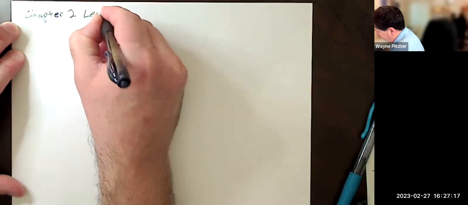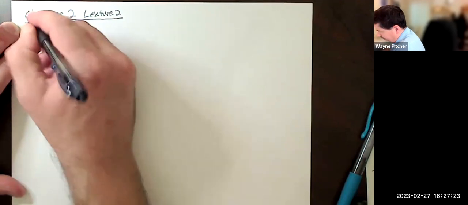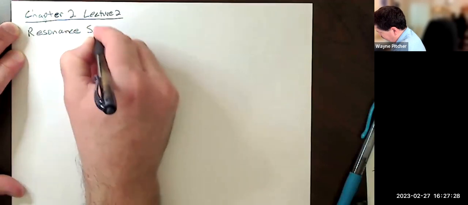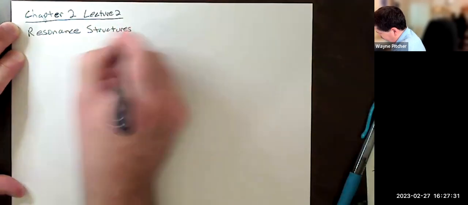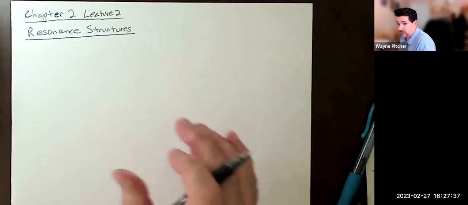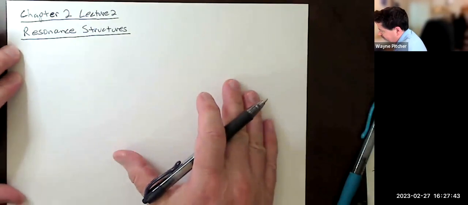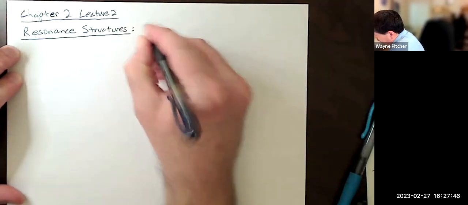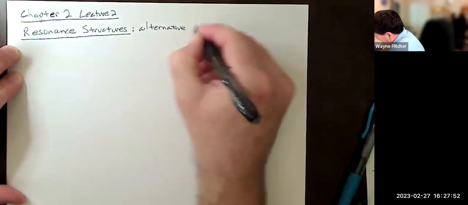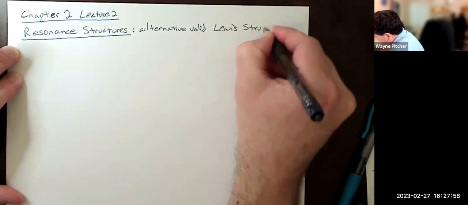Chapter 2, Lecture 2. Now, resonance structures, as I've mentioned before, are alternative Lewis structures that are also valid. So, alternative valid Lewis structures.